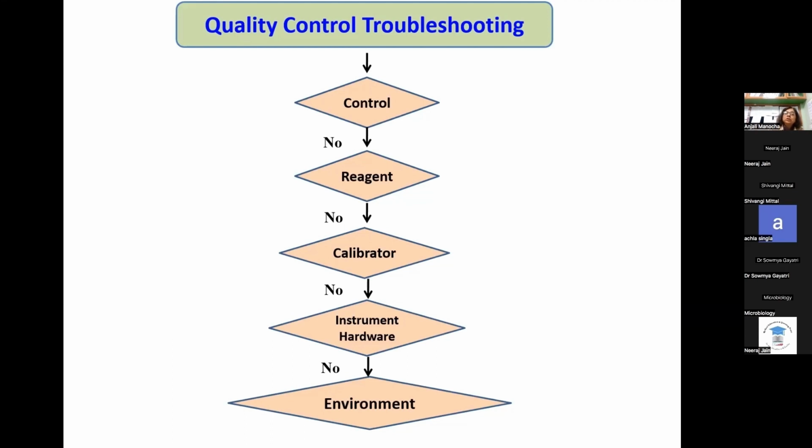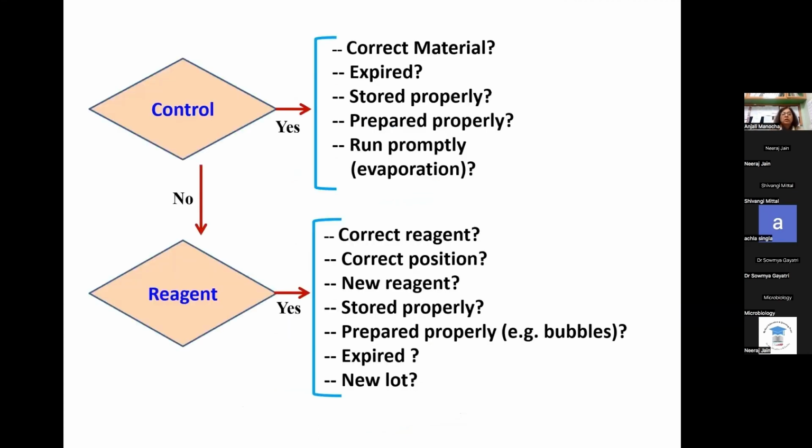If we check the control and it seems all right, nothing is wrong with it, then check the reagent. Is there a problem with the reagent or not, has any new reagent been used, and then the calibrator, the instrument or the environment.